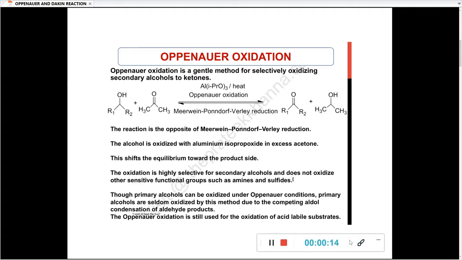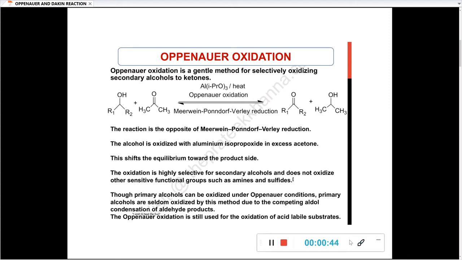Oppenauer oxidation is a mild and selective method for oxidizing secondary alcohols to their corresponding ketones. So it basically involves using aluminum isopropoxide in the presence of excess of ketone. Basically it will be acetone to convert secondary alcohols to their corresponding ketones.